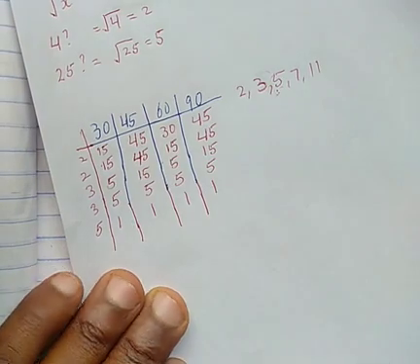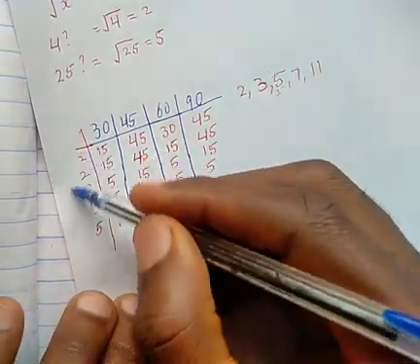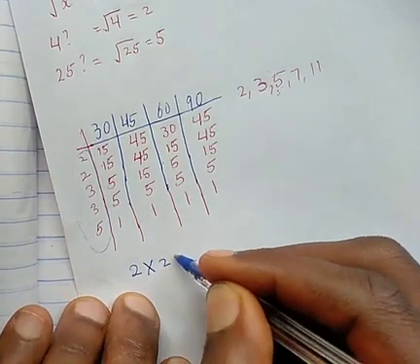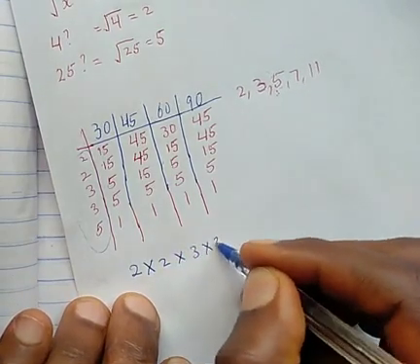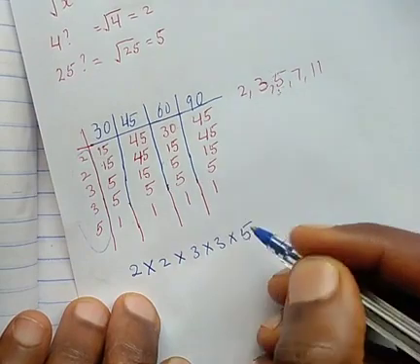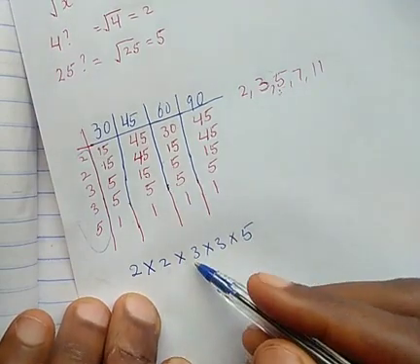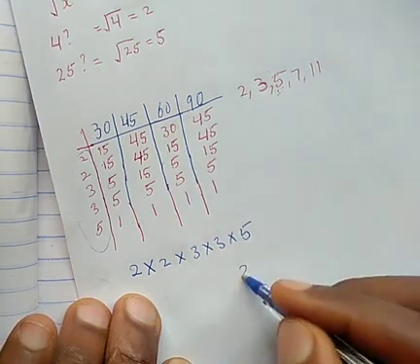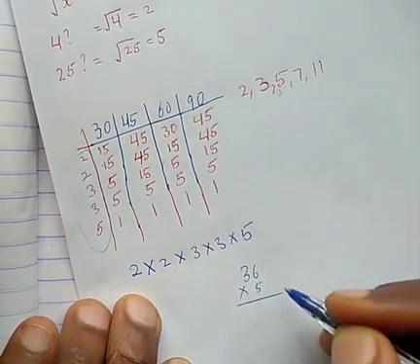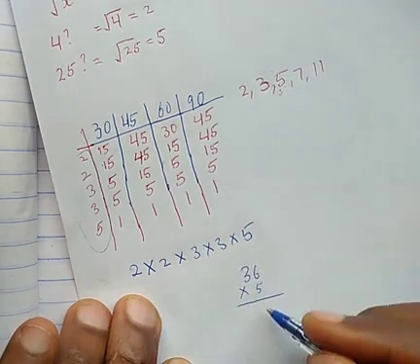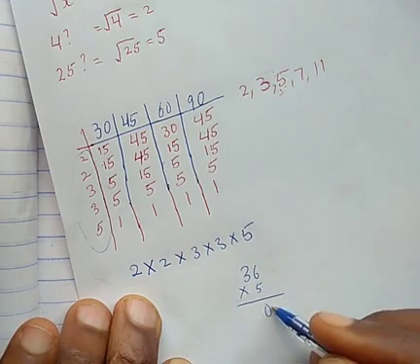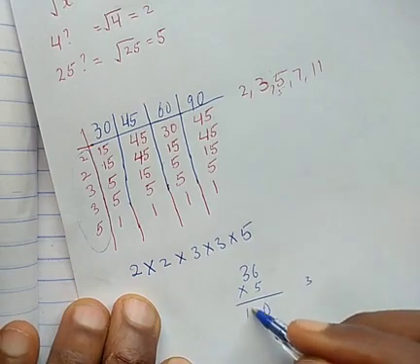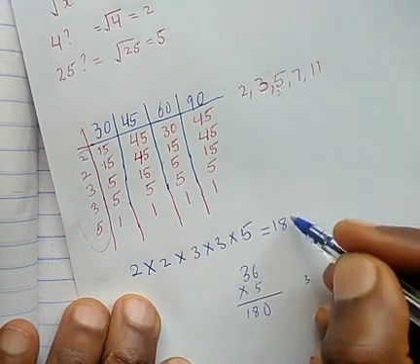So we are going to bring out all the factors that we have here. Now we have 2 times 2 times 3 times 3 times 5. So what is the answer? 2 times 2, 4, times 3, 12, times 3, that is 36. 36 times 5, that is 180. So the final answer is 180.